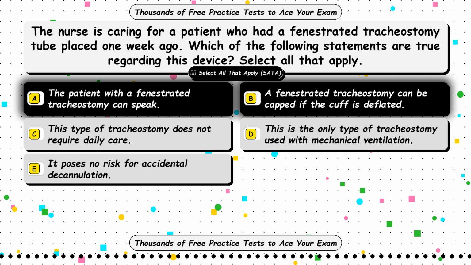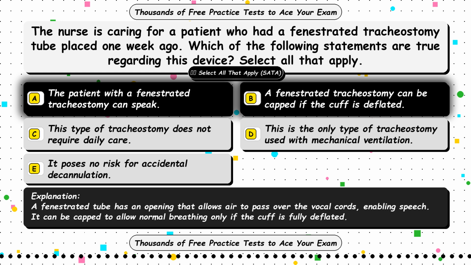The correct answers are options A and B. The patient with a fenestrated tracheostomy can speak. A fenestrated tracheostomy can be capped if the cuff is deflated. A fenestrated tube has an opening that allows air to pass over the vocal cords, enabling speech. It can be capped to allow normal breathing only if the cuff is fully deflated.